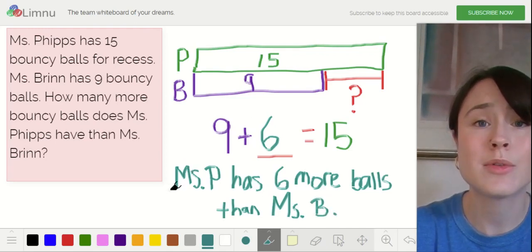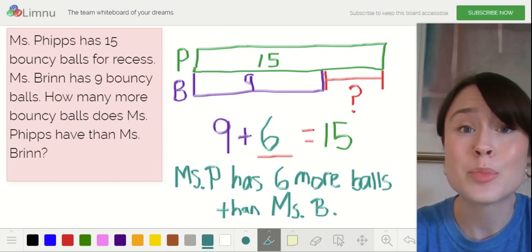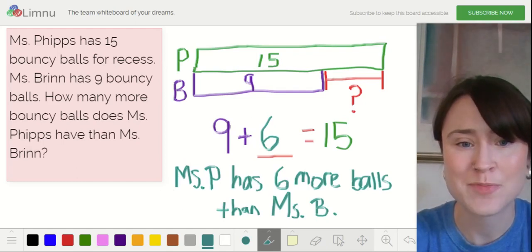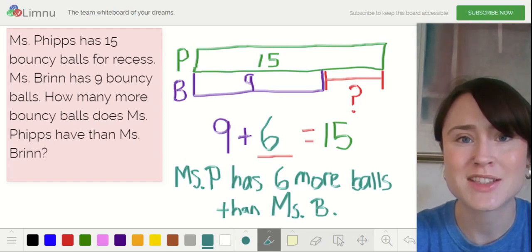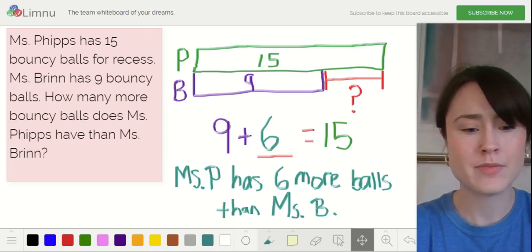Great, when we write our answer, we can call that a solution sentence. It's a complete sentence that answers the question. Nice work, teammates. Check your work and then let's get started on our next challenge story problem.